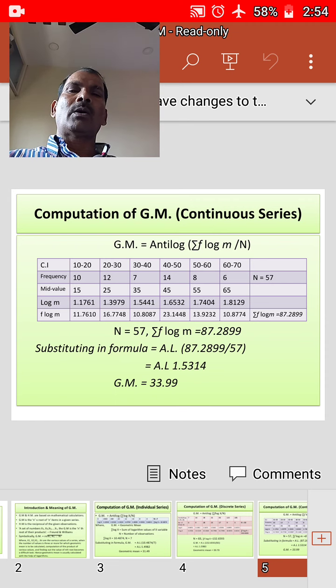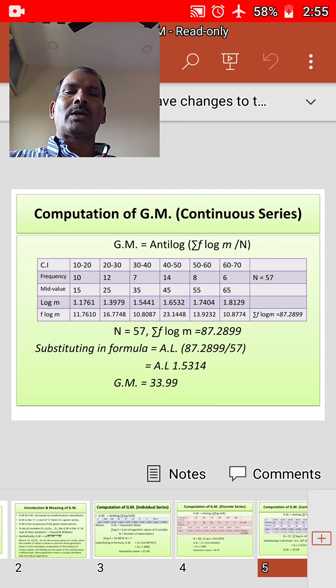Now find log m. Log 15 is 1.1761, log 25 is 1.3979, log 35 is 1.5441, log 45 is 1.6532, log 55 is 1.7404, log 65 is 1.8129. Now we need to multiply these log values with frequencies.